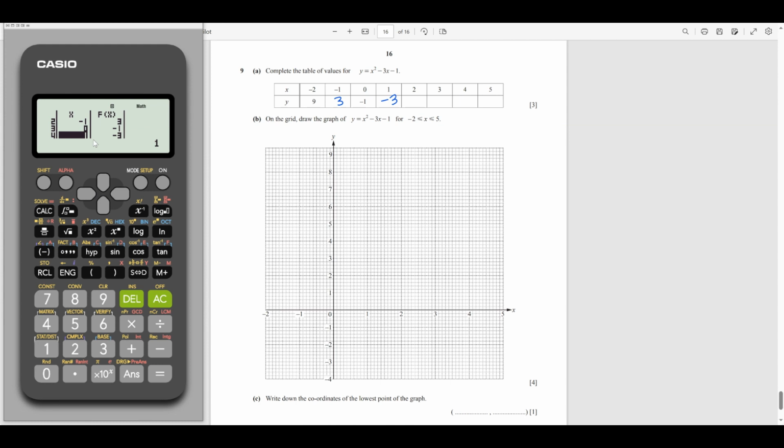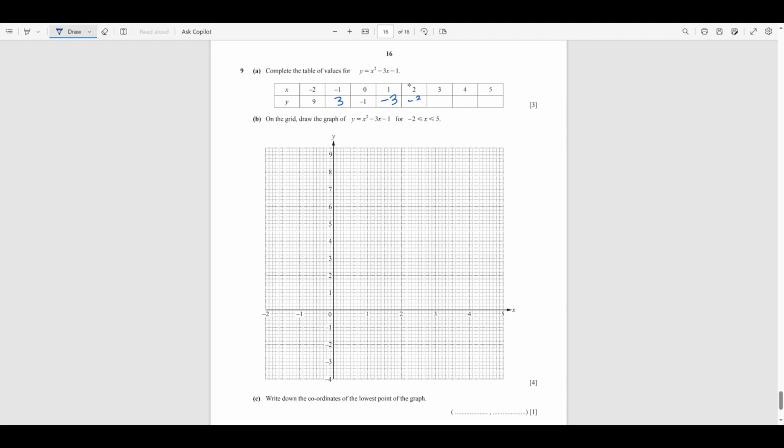0 is -1, 1 is -3, 2 is again -3, and then 3 is -1, and then 3, and then 9. You will see that it's always symmetric, right? Okay, so the table is complete, and these two numbers are really important. I'll show you how you will need more numbers in between them.